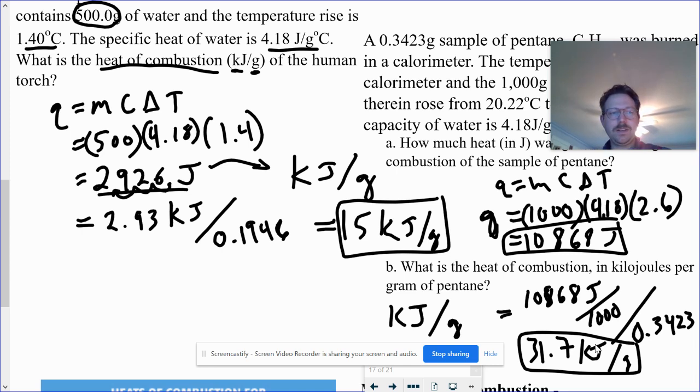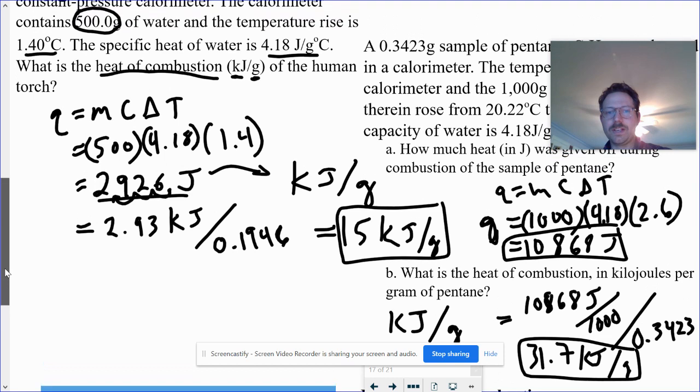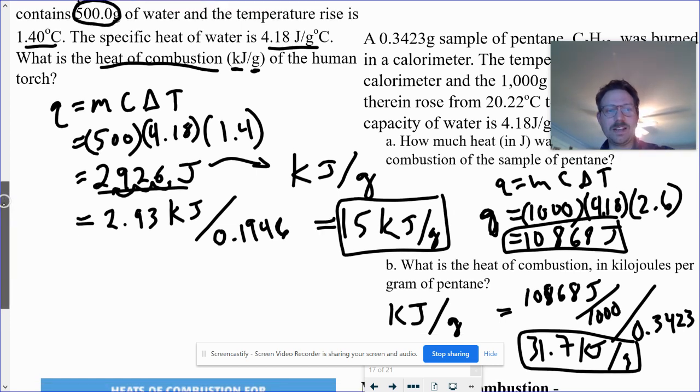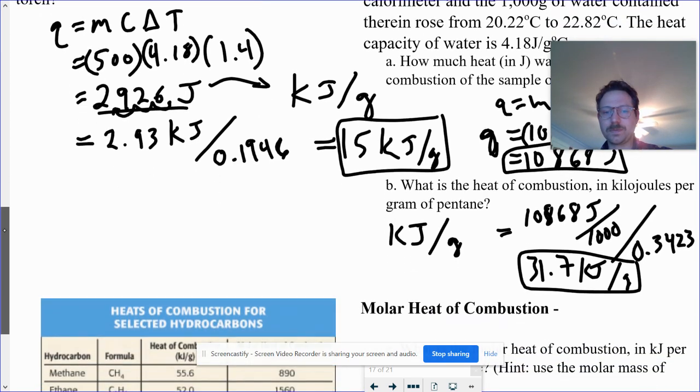All right. So now we're rocking and rolling. Now we can say a lot of things. Well, we can say, hey, Human Torch's hand, that's not that much energy, right? Compared to pentane, it's only about half of the amount of energy that was given off per gram. So, I'd rather use pentane as a source of energy.